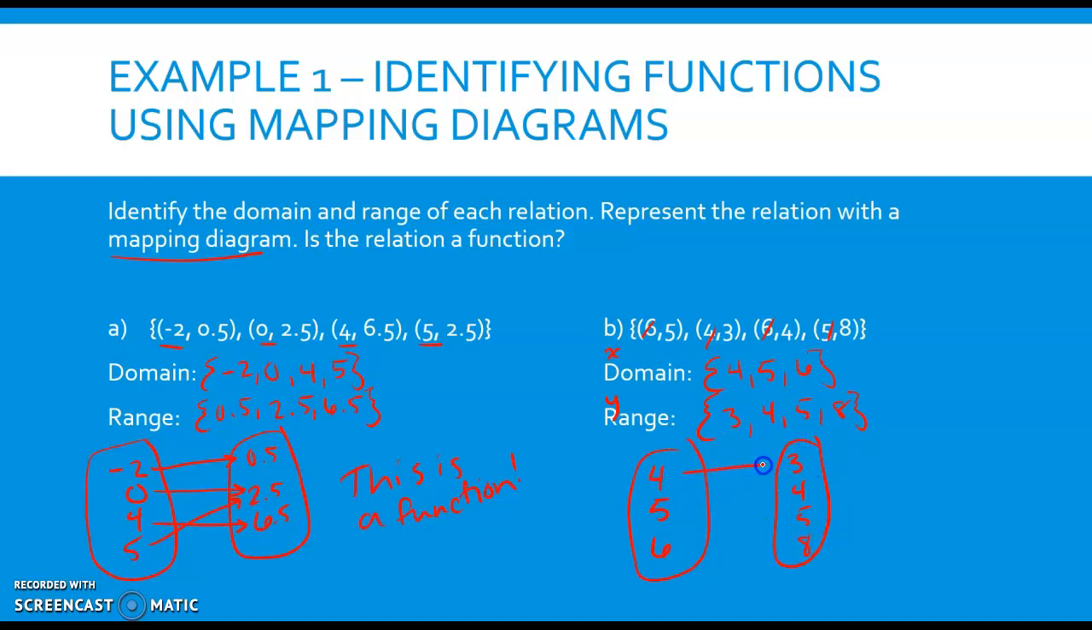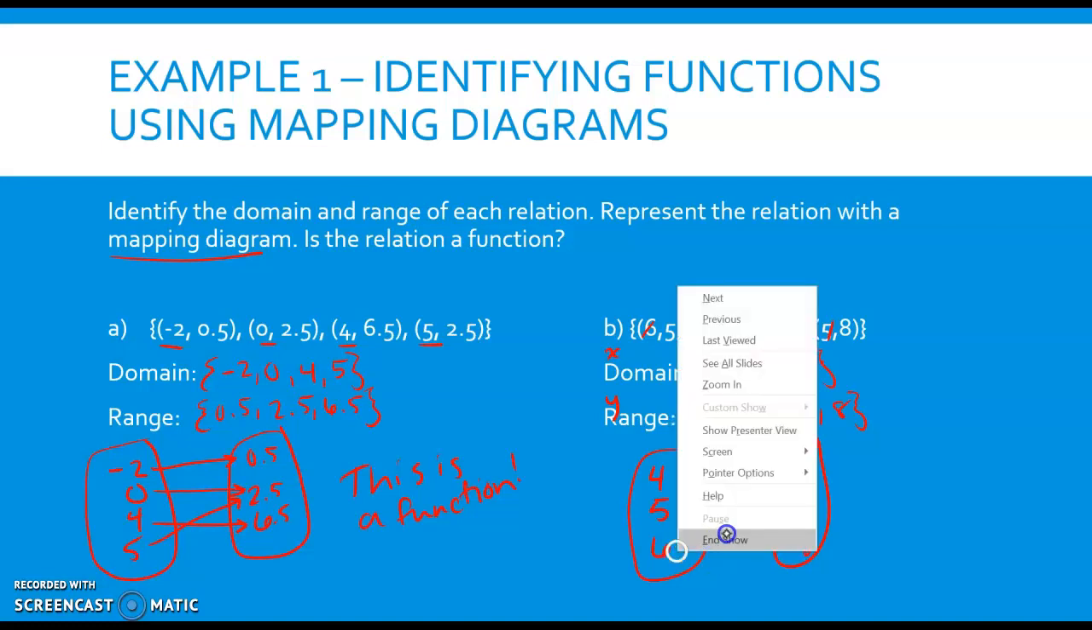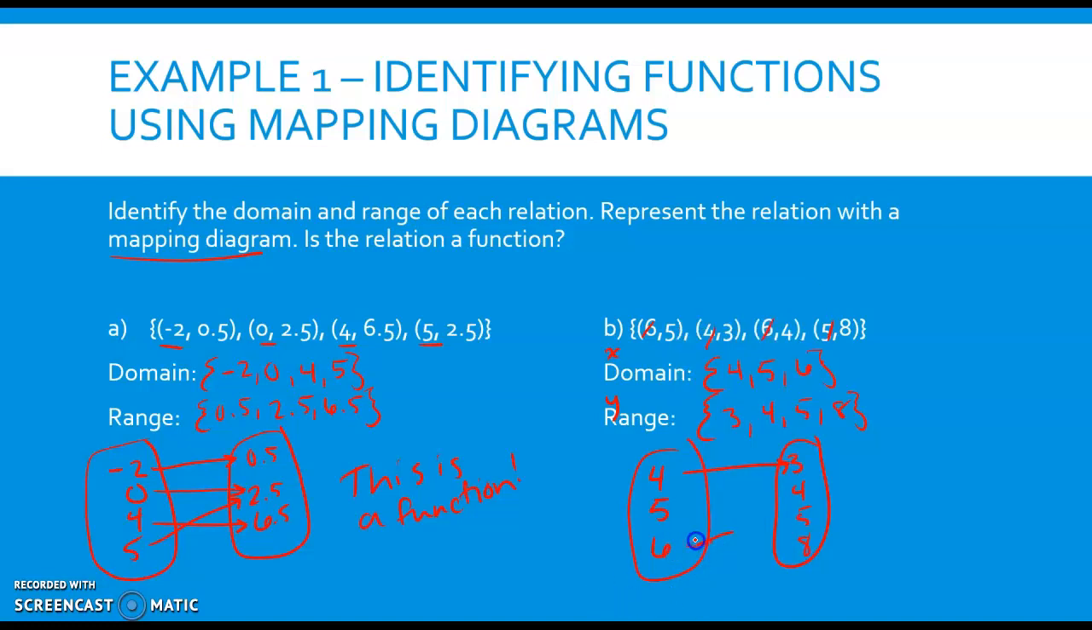So 4 maps to 3 because it was 4, 3. 6 maps to 5 because 6, 5. 6 maps to 4 because 6, 4. And then 5 maps to 8. Now, is this one a function? This is not a function.